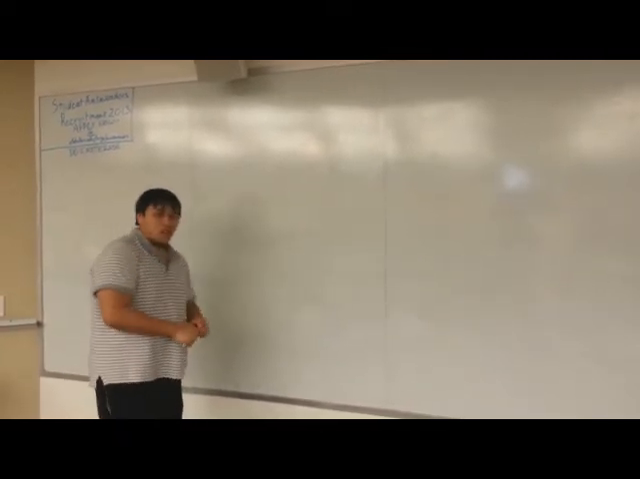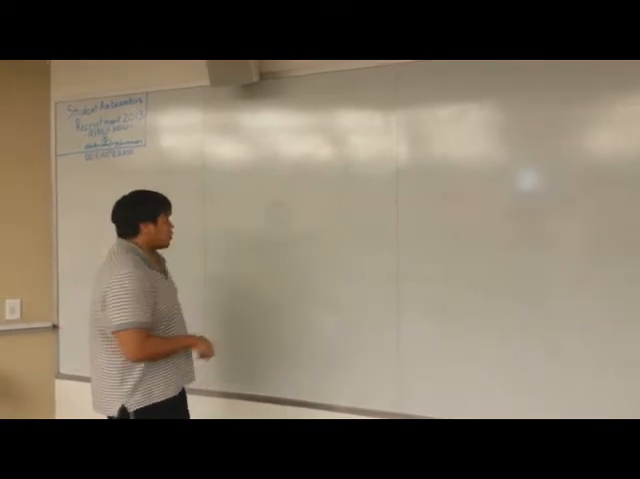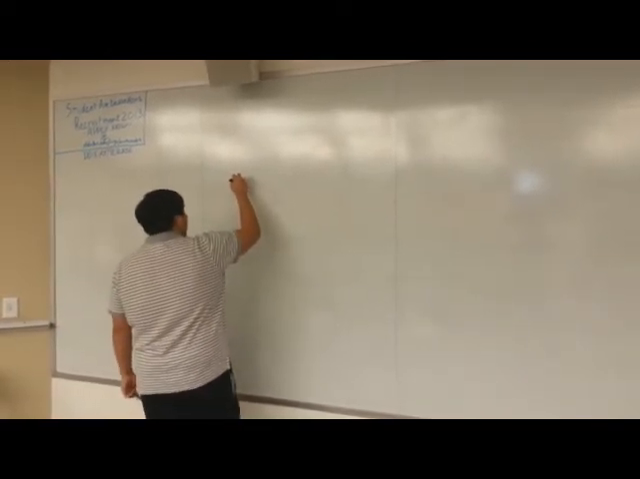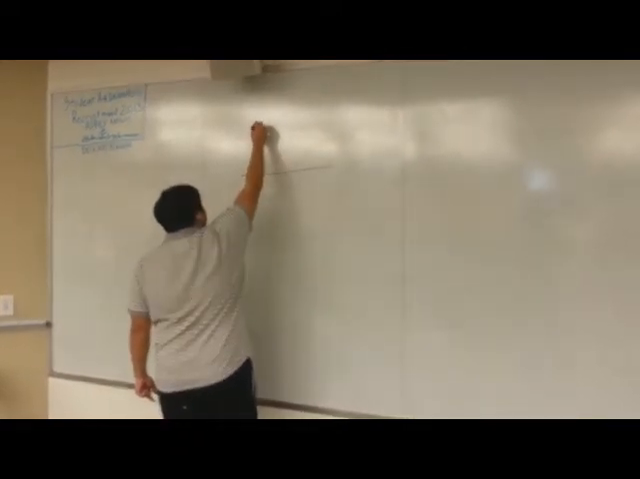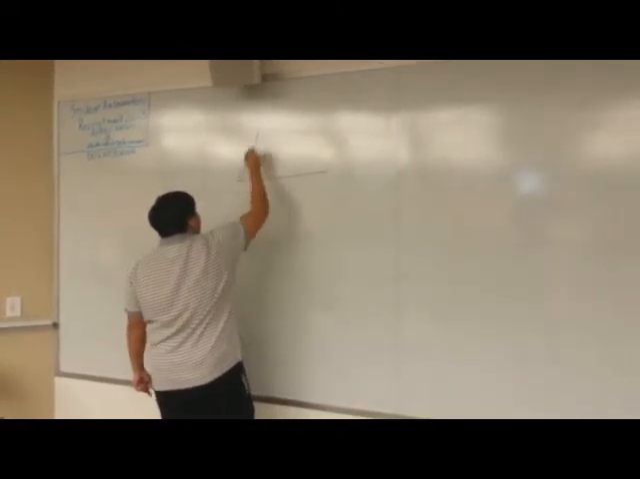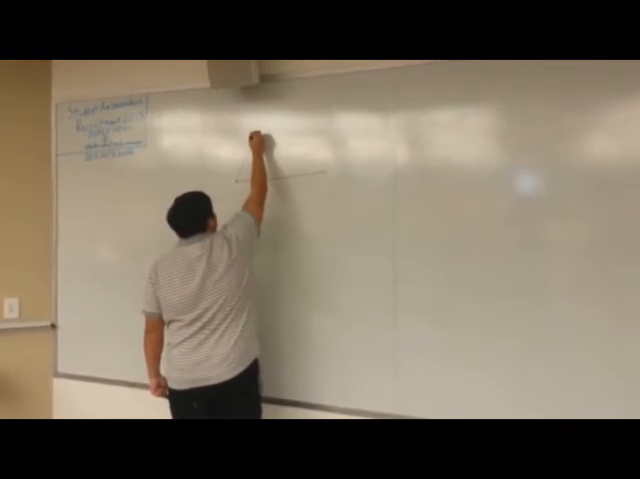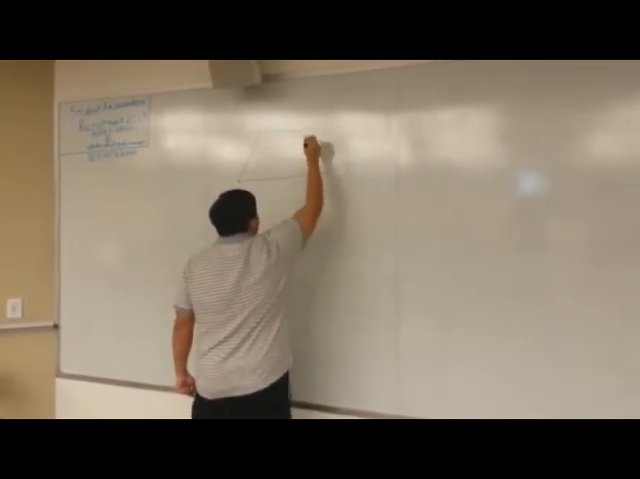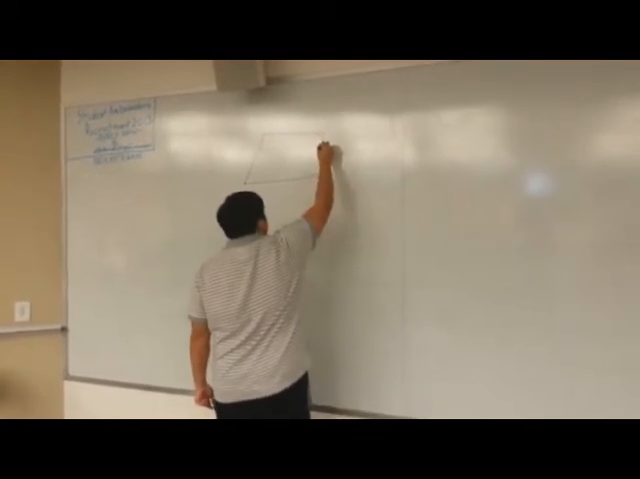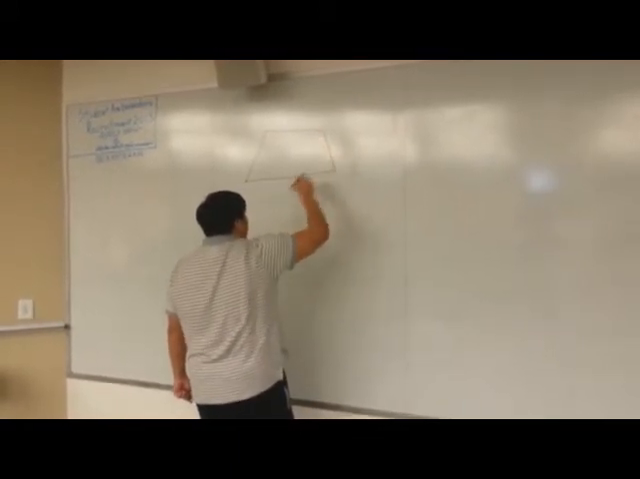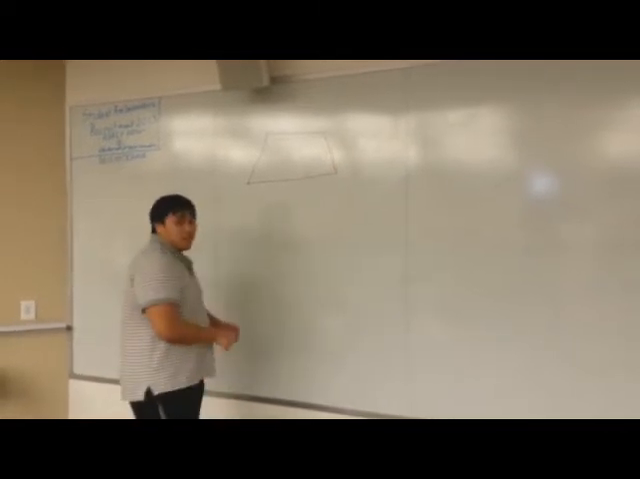Alright, so our first problem for today is we have a quadrilateral. It can be any quadrilateral, it doesn't matter, as long as it's convex. Convex meaning that it is closed. I'll demonstrate what a concave quadrilateral looks like in just a moment. So here's our quadrilateral.